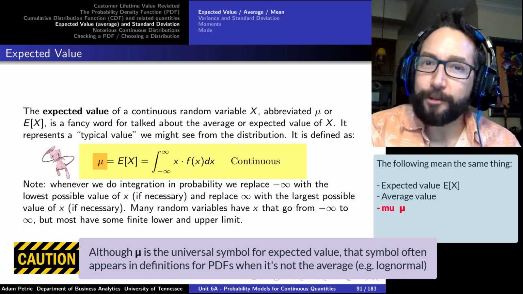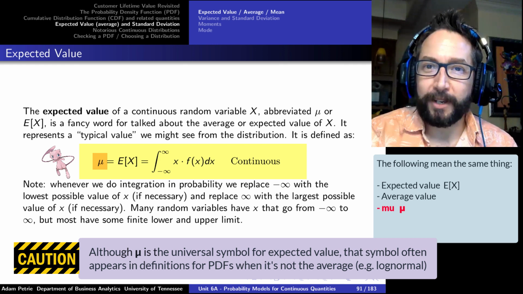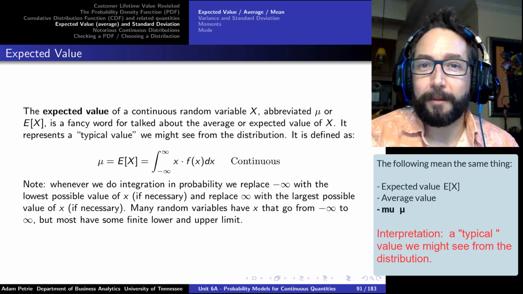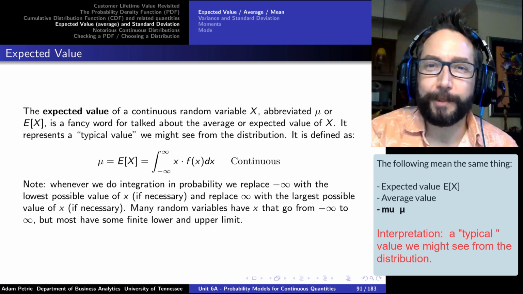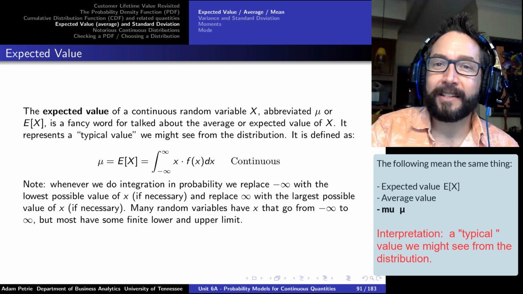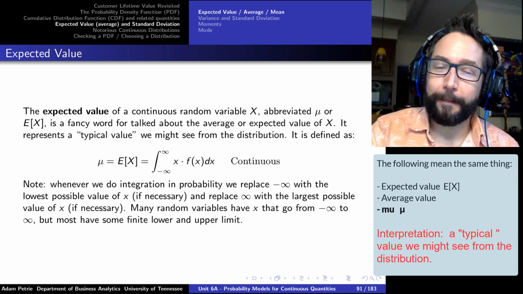So it's relatively straightforward to figure out what this average value is, and we can interpret it as saying that this is just a typical value that we might observe. If we had to summarize this distribution with one number, the typical value seems like a smart way to go about doing it, and so we'll do it that way.